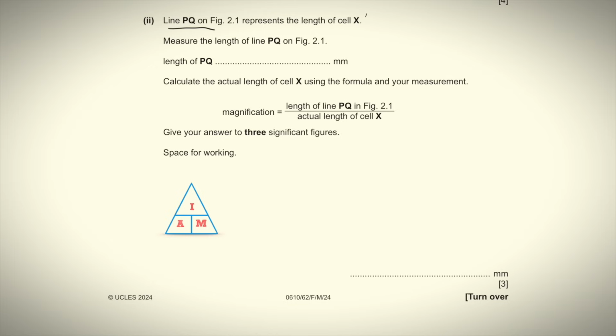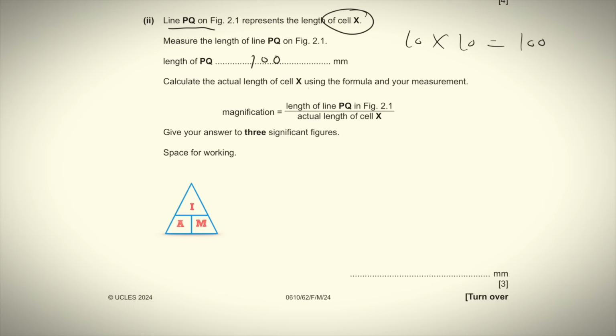Line PQ, measure that length on the cell. So with your ruler, grab your ruler and measure the line from P to Q, 10 centimeters or 100 millimeters, right? And then they said, calculate the actual length of the cell. So that's the original measurement, right? That's the line PQ. Now they said calculate the actual length of the cell X using the formula and your measurement. So again, I'll work out the actual size here.